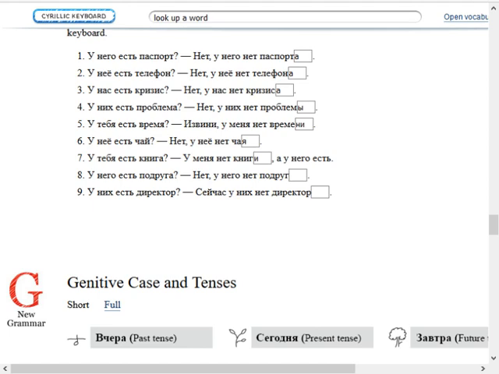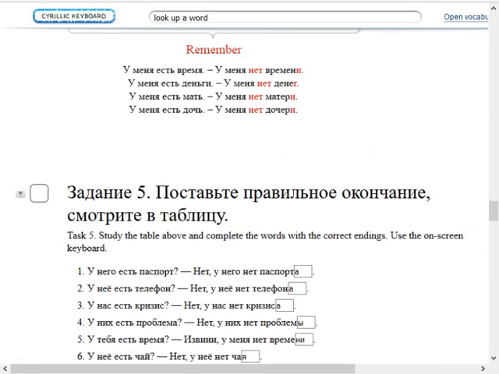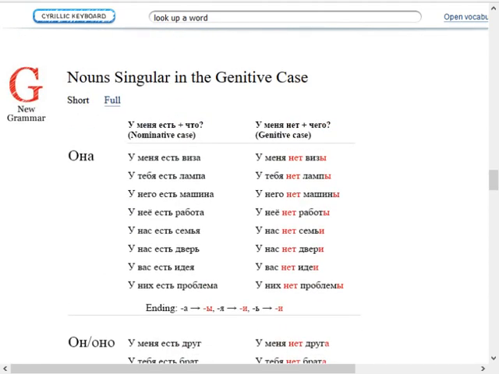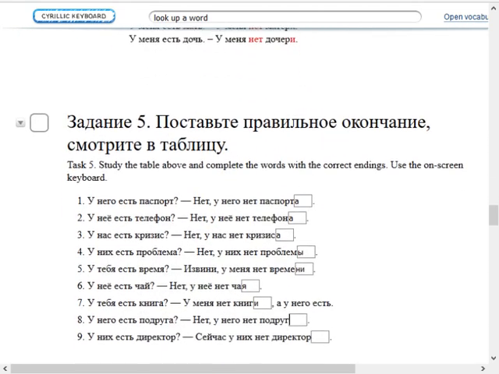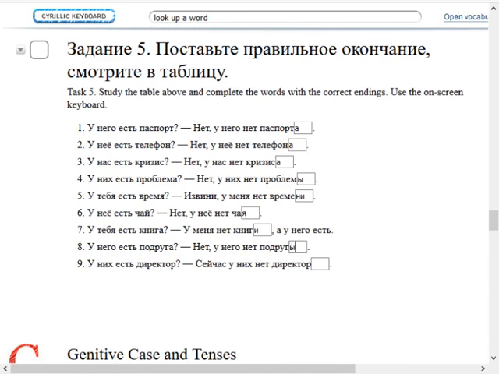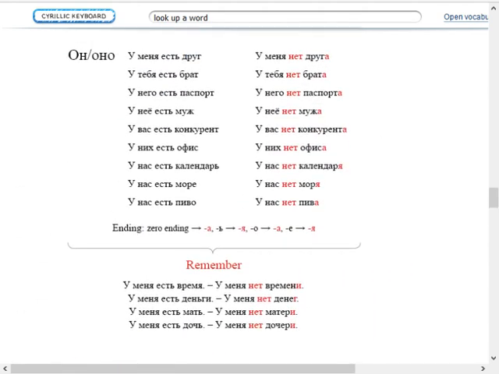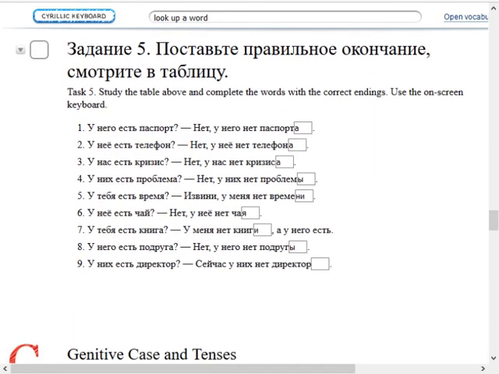And then у него есть подруга. Does he have a girlfriend? And again, I think подруга is not a romantic girlfriend, but just a female friend, a friend who happens to be a female. Нет, у него нет подруг. And then for feminine nouns that end in a, that becomes и. And then finally, у них есть директор. Do they have a director? Сейчас у них нет директор. Now they do not have a нет директора.